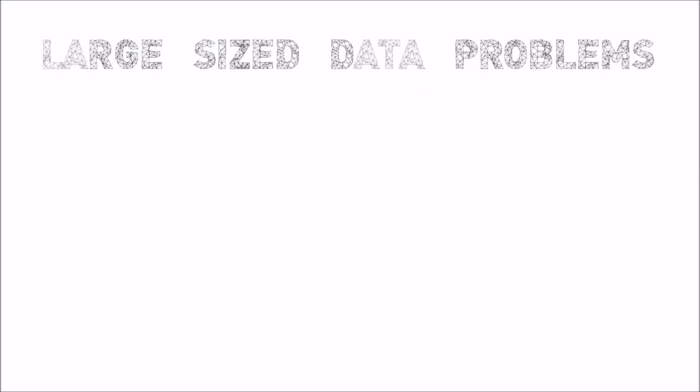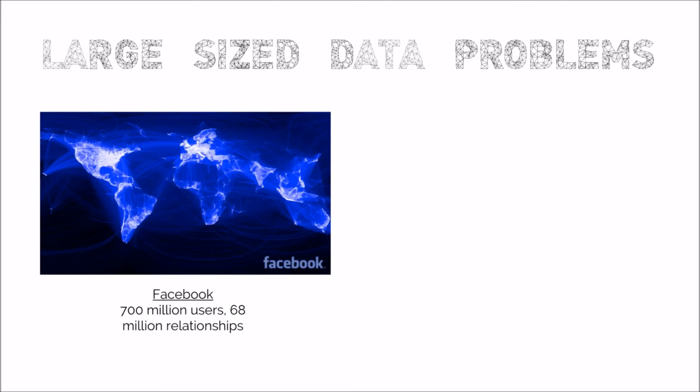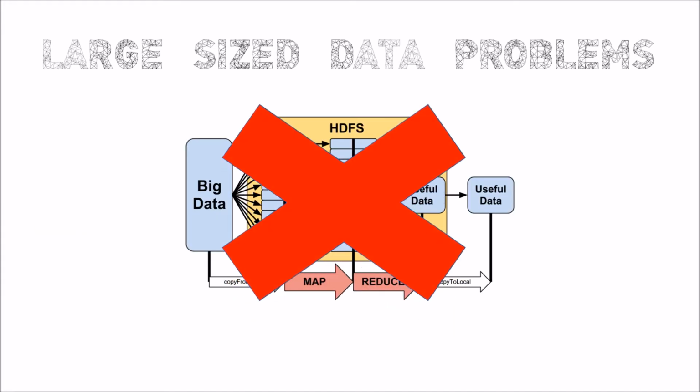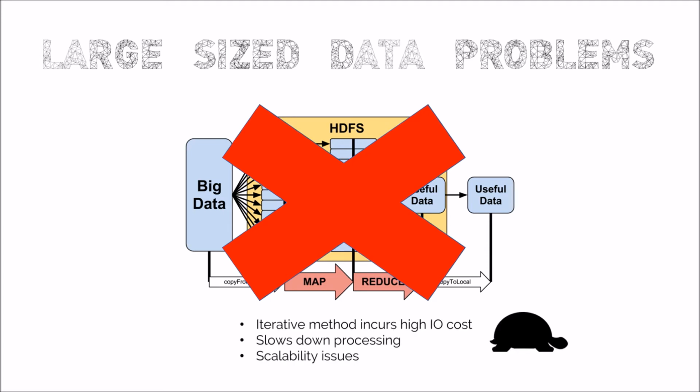The size of graph structures may also be a challenge during concurrent processing. In actual situations, graph structures are really large. For instance, Facebook Social Graph has more than 700 million users with 68 million relationships, while Twitter Social Graph has billions of follower relationships. With the graph structure so large, MapReduce might not be a good method to process these large graph structures when it is done iteratively, as it incurs a large amount of I/O cost. This slows down the processing and makes scalability a problem in the future.